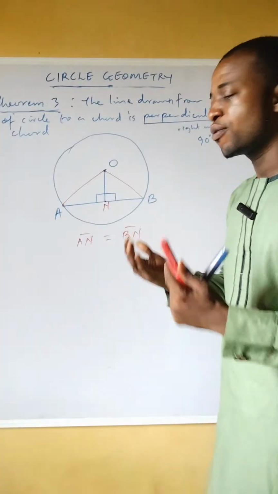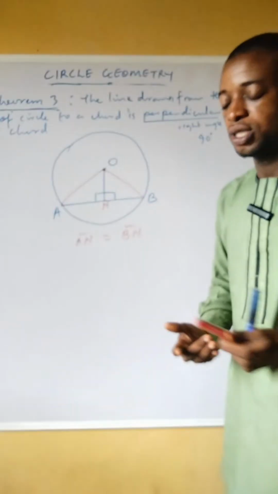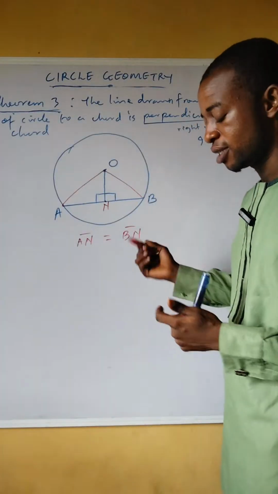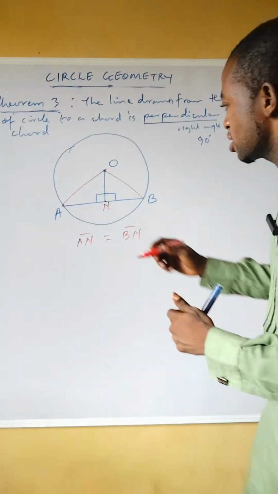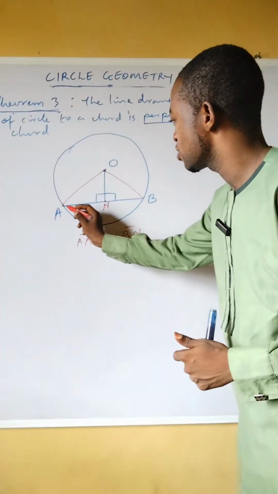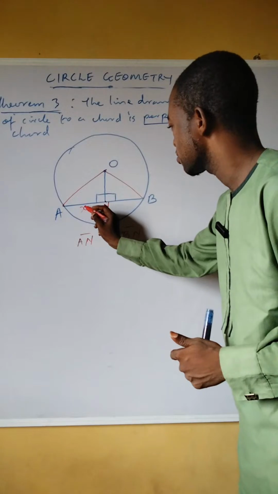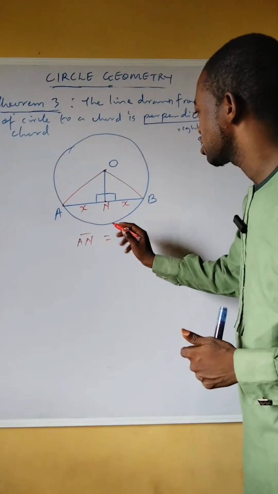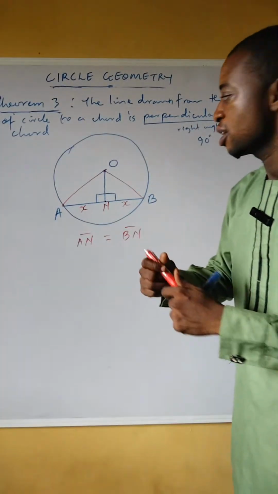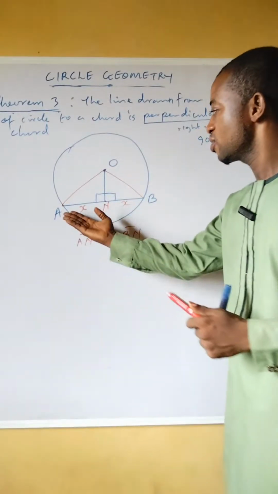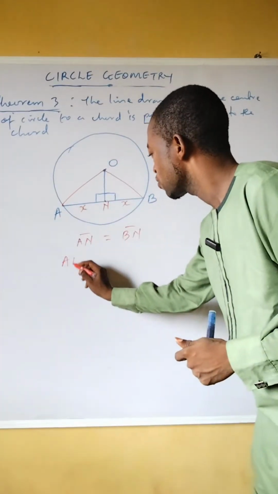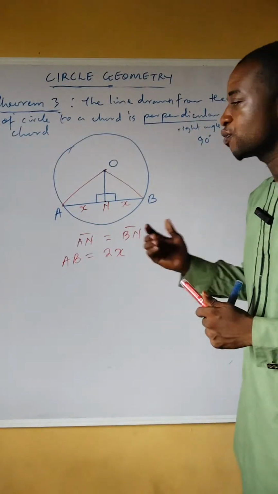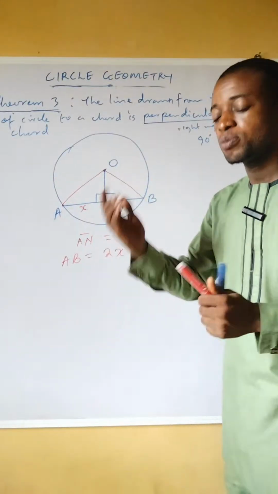So if we are finding the length of the chord and we have been able to get AN, we don't need to get BN again. So we just multiply it by 2. For instance, since they have the same distance, we can say A to N is X and B to N is also X, which makes the length of the chord to now be 2X. So once I've gotten X, I'll just say AB, which is the length of chord AB, is now equal to 2X. Now this problem can be solved using Pythagoras theorem.